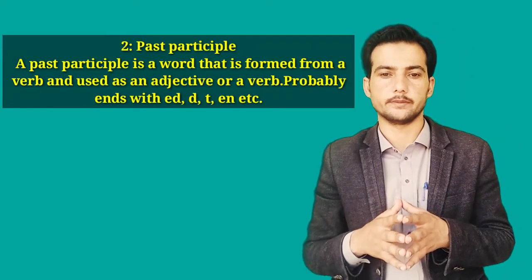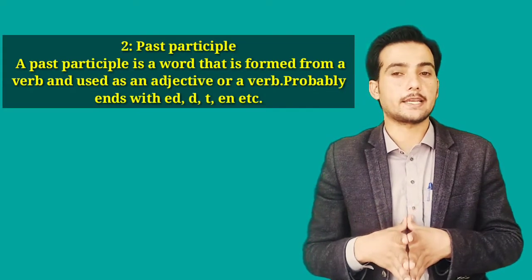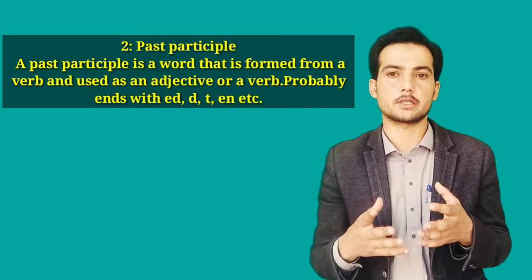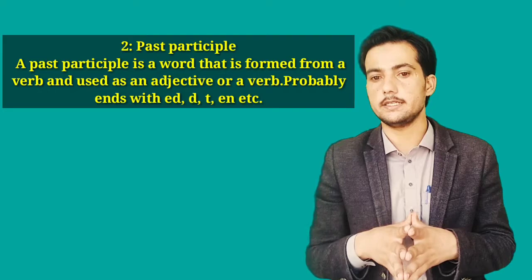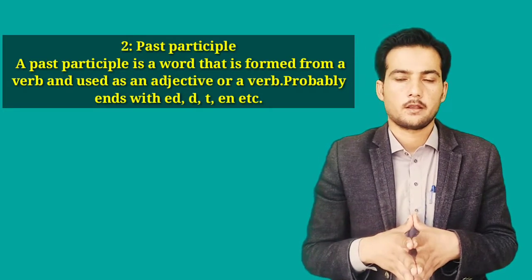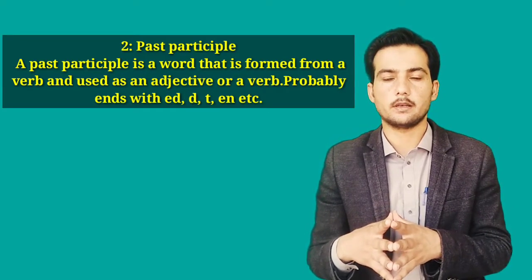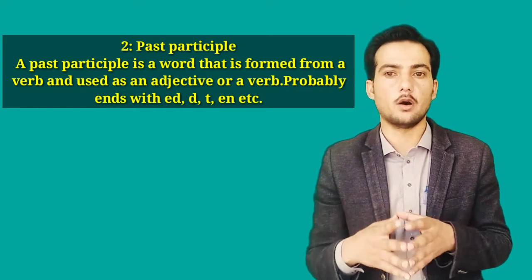Past participle. A past participle is a word that is formed from a verb and used as an adjective or a verb. It probably ends with ed, d, t, en, etc. To make it quite easy, it means that a past participle is that kind of word which is derived from a verb.